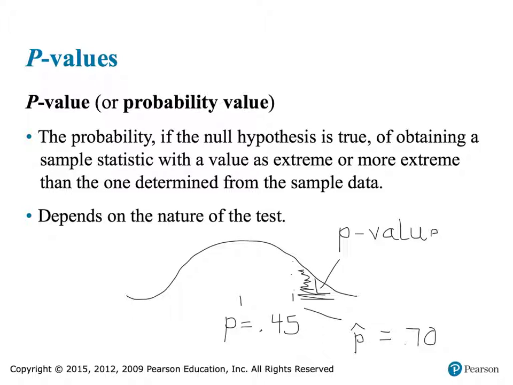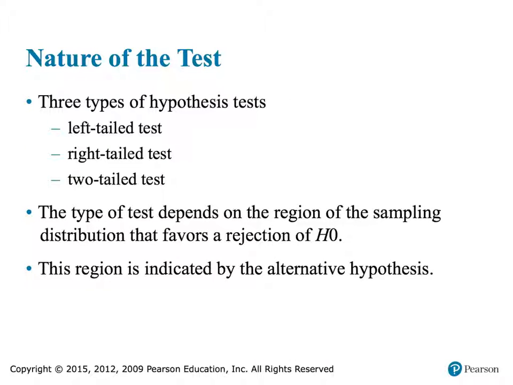It's the probability that we would get sample results this extreme or more extreme if this is really true. And when that p-value is really small, that means the likelihood of us getting sample results this far out or further, if this is really true, is very small, and it makes us think that p is 0.45 is a false statement. So we'll be calculating p-values when we carry out hypothesis tests.